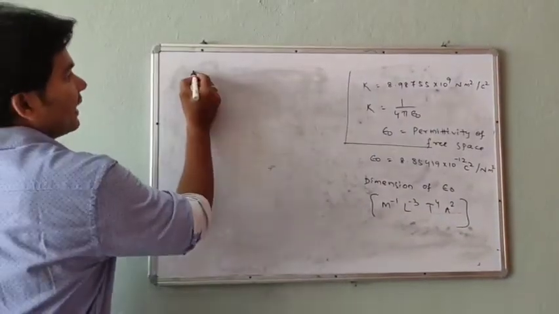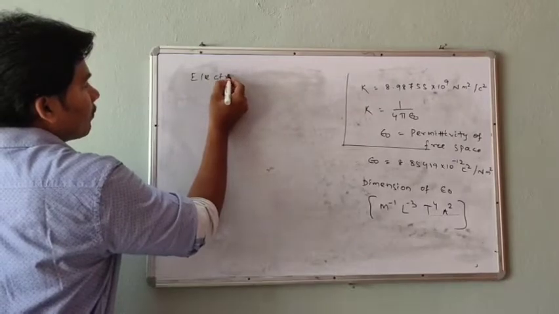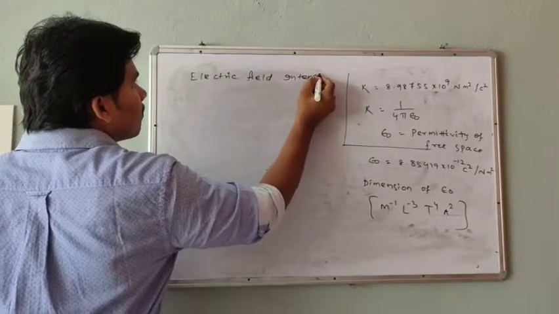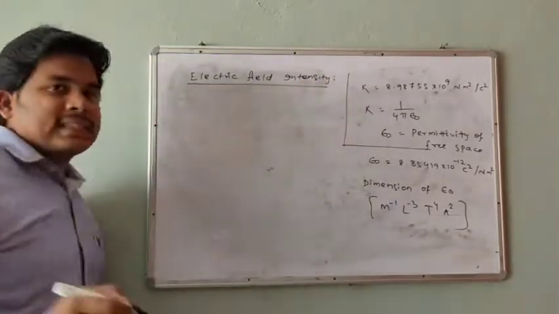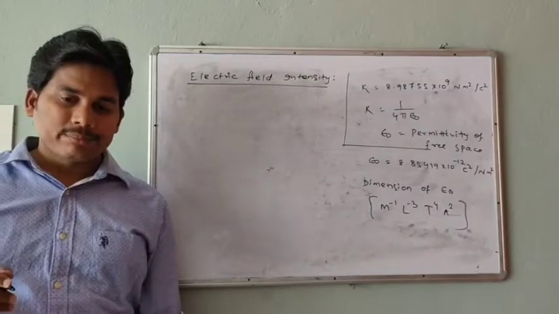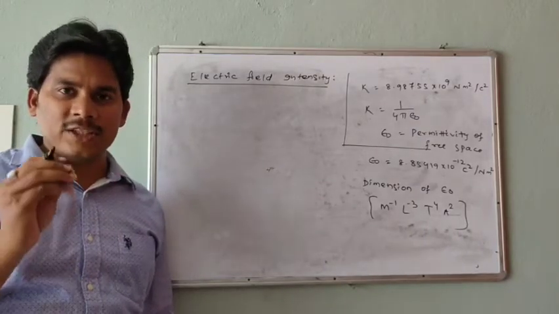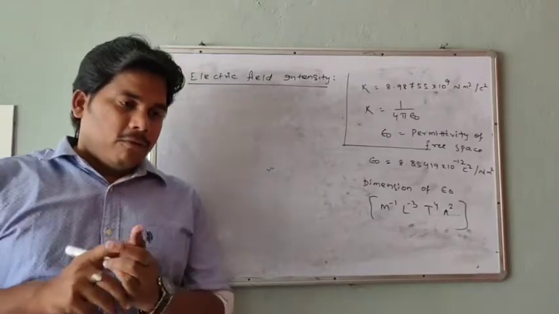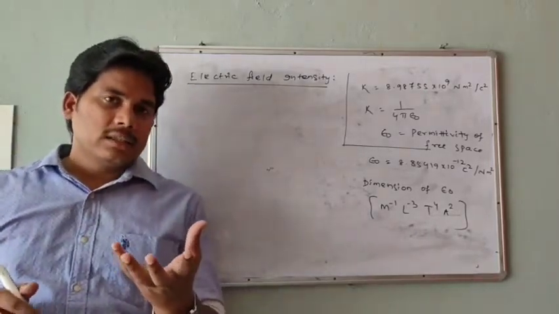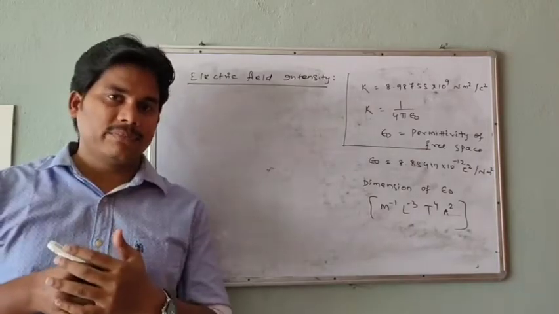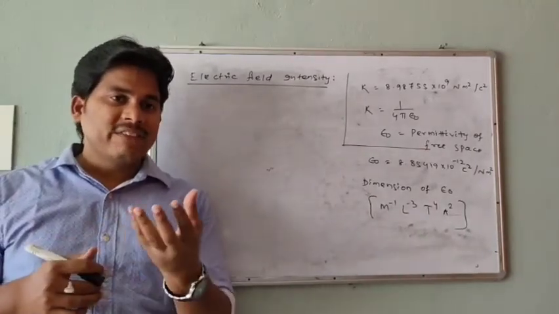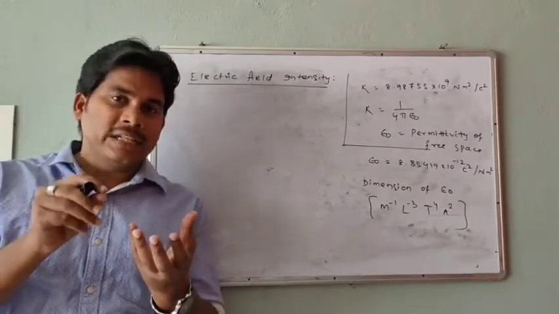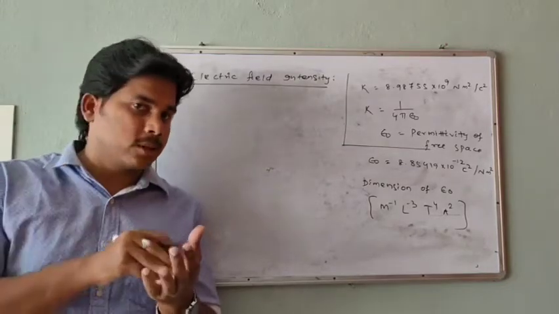Now we shall discuss the electric field intensity. What is electric field intensity? Before discussing it, we first have to know what an electric field is. For that, let us take the example of a gravitational field. In the case of a gravitational field, an object does not directly impact another object with gravitational force.